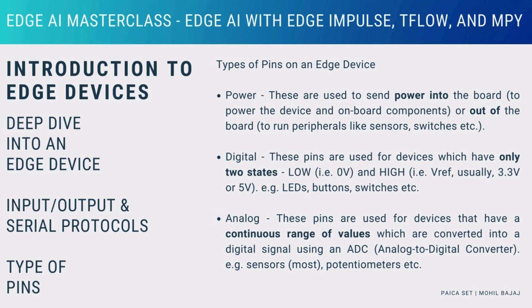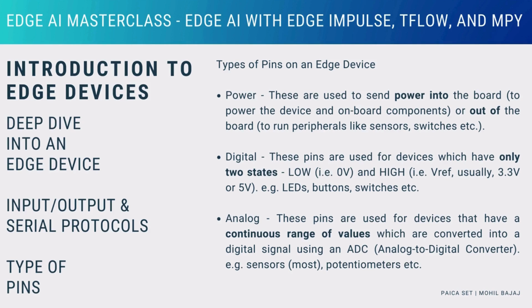This video has been a little long, so let's do a quick recap. The first type of pin that we discussed were the power pins that are used to power the board and peripheral devices attached to the board, like LEDs, sensors, and switches. The second type of pin that we looked at were the digital pins, which are used to connect to devices which have only two states, either on and off or low and high.